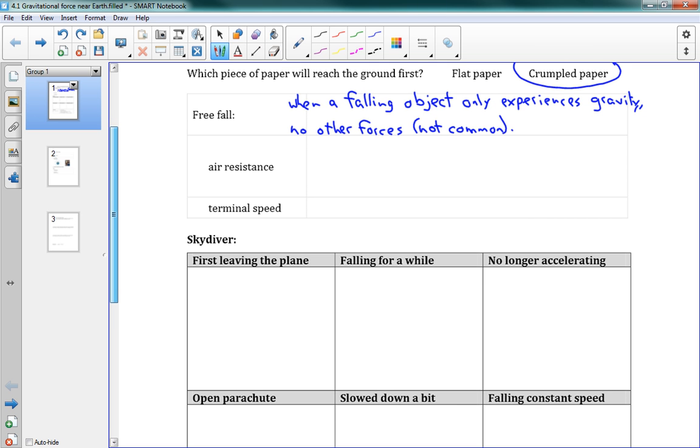So air resistance is a force that prevents falling objects from falling. Right? It resists that falling motion. And it depends on two factors.